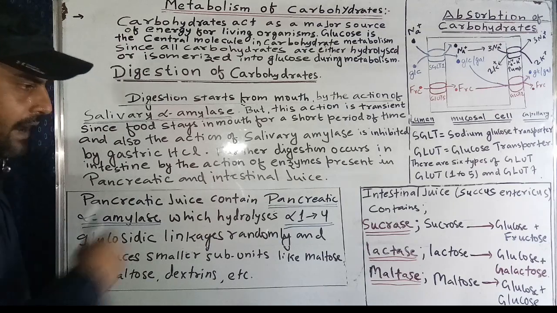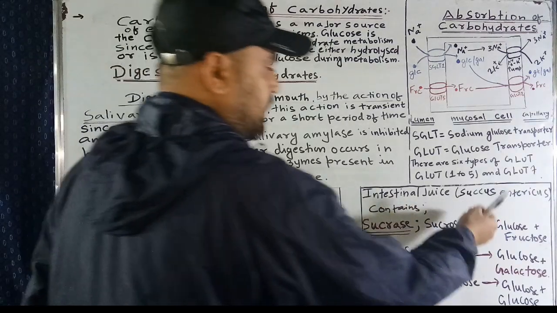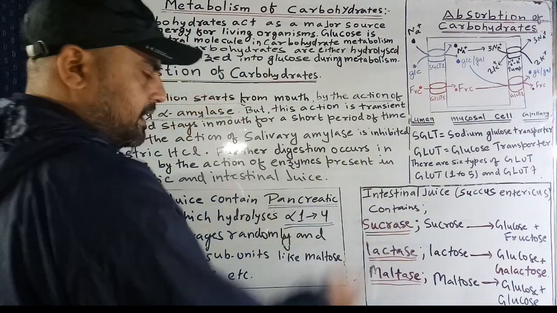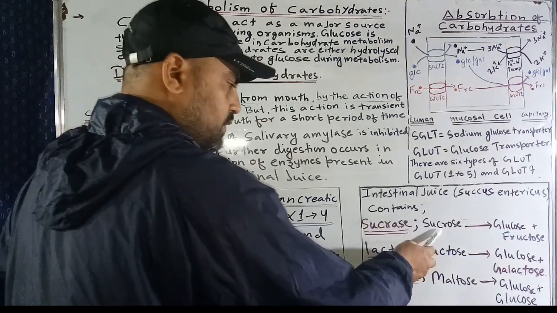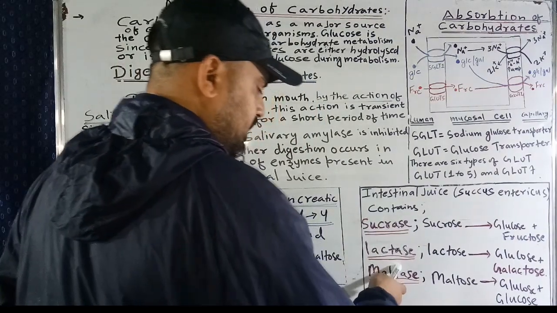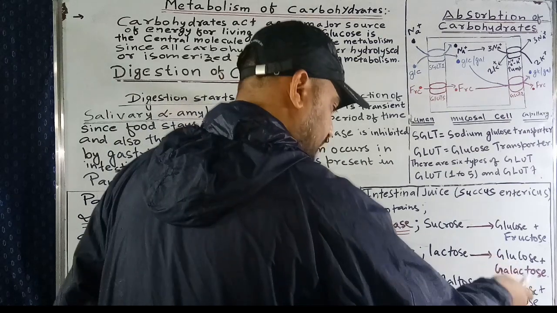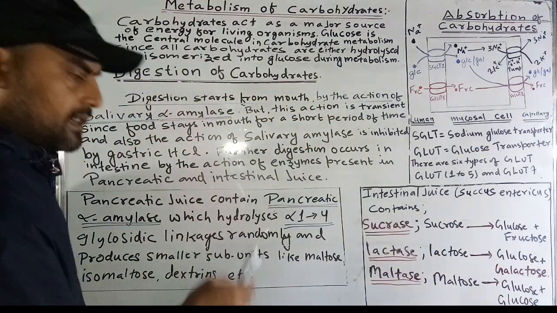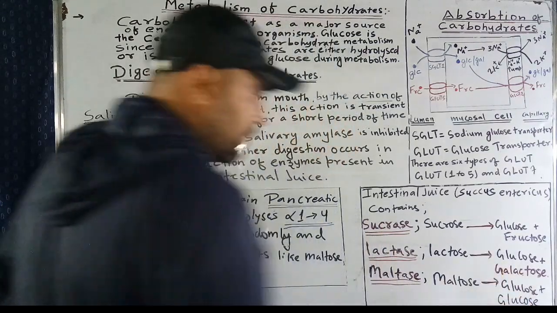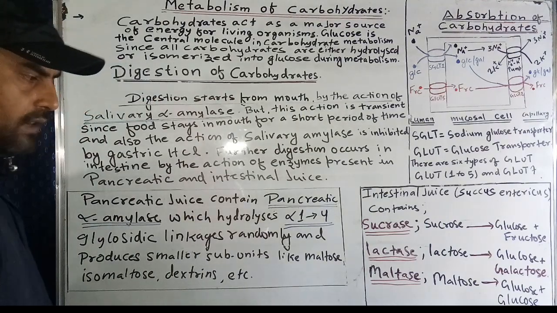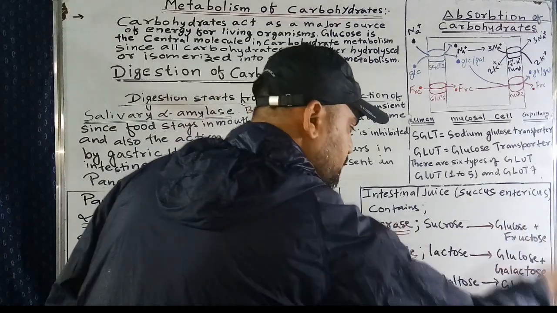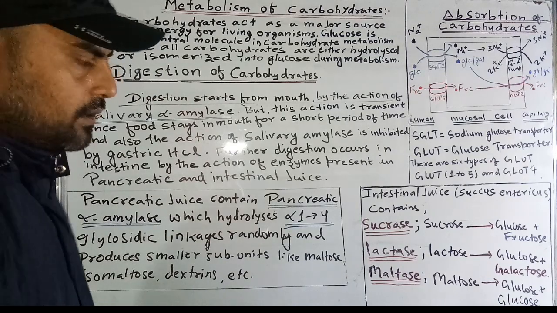Intestinal juice, also known as succus entericus, contains these enzymes. It contains sucrase that hydrolyzes sucrose into glucose and fructose. Similarly it contains lactase, which hydrolyzes lactose into glucose and galactose. Similarly there is maltase, which hydrolyzes maltose into glucose and glucose, or 2 glucose units. So eventually all the carbohydrates are converted into monosaccharides, and they are absorbed into the circulation.